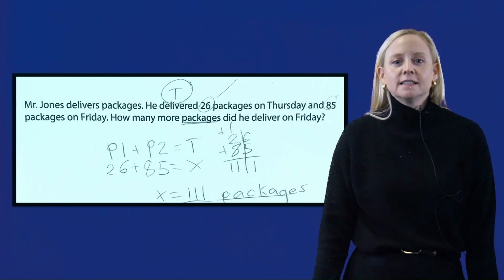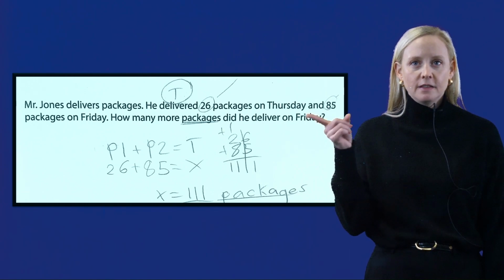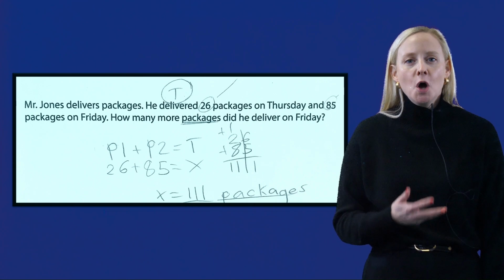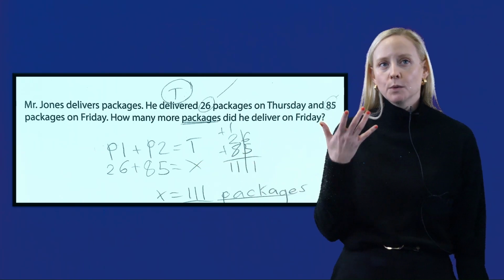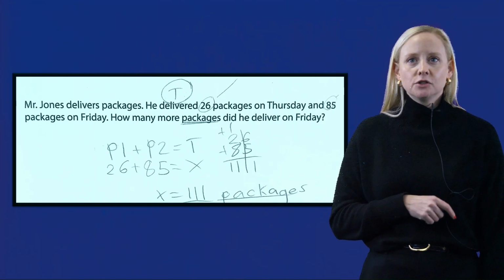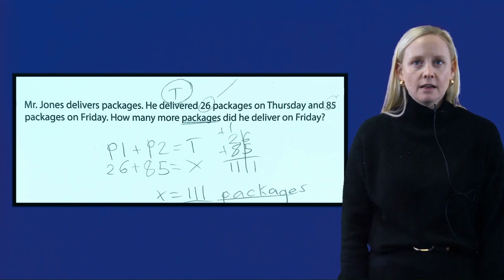So here is an example of student work of a completed Buccaneer problem. The example here is similar to the example I just modeled, where the missing information is our total. Students can write an X, we wrote a blank, either one will work. This problem says, Mr. Jones delivers packages. He delivered 26 packages on Thursday and 85 packages on Friday. How many more packages did he deliver on Friday?